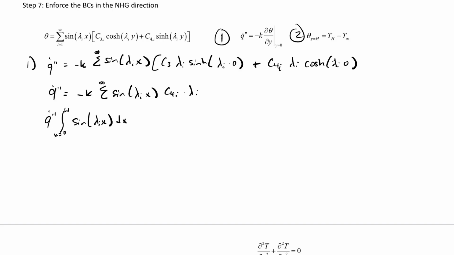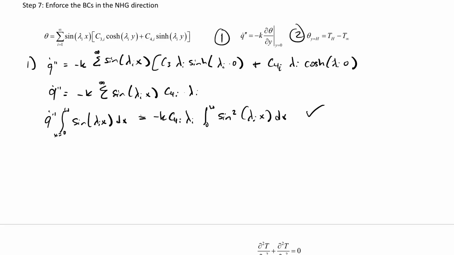That's our eigenfunction there, is equal to minus k C4i lambda I times the integral from zero to w, of, on the right hand side, sine lambda x, so that becomes sine squared of lambda I x dx. We can evaluate this, go to Maple or whatever, do the integrals. We probably could know the integral of sine squared, but you come up with a definite answer. It's a definite integral, so we get an answer that's no longer a function of x. We've integrated away the x part of the equation. So let's just assume we do that. We apply the orthogonality, get our equation. Now we have an equation for every C4i.